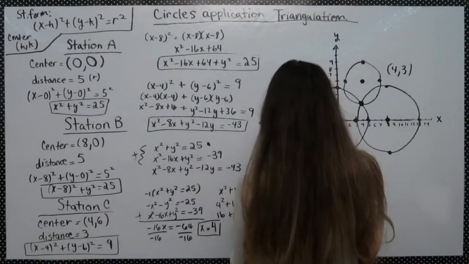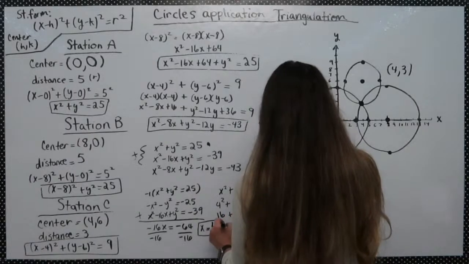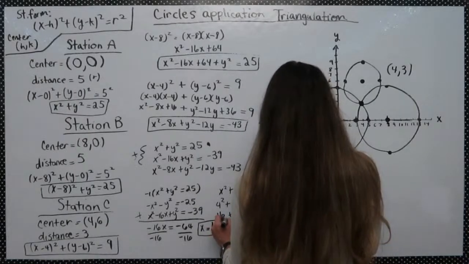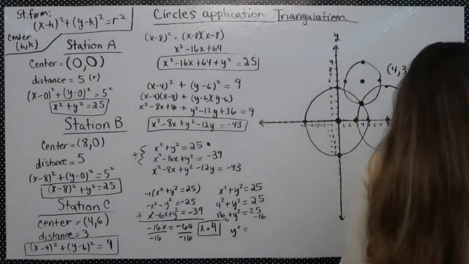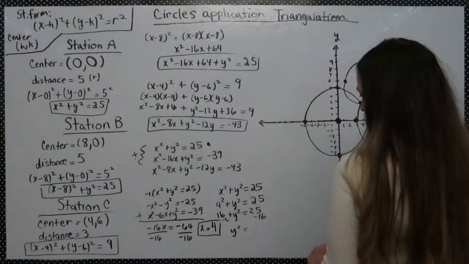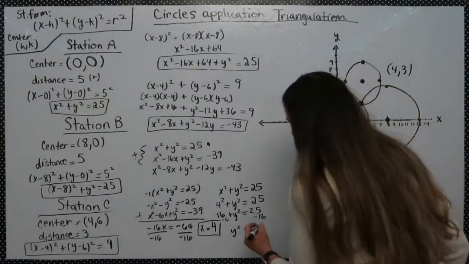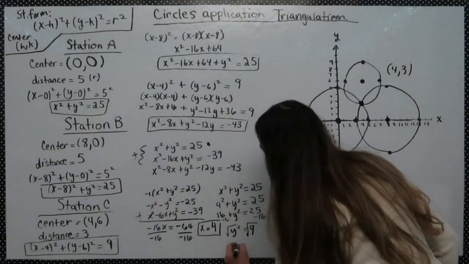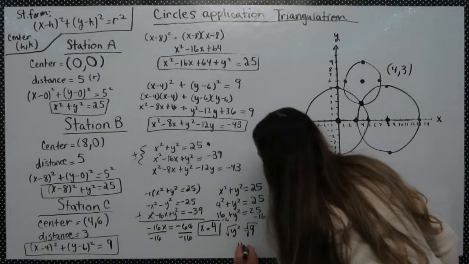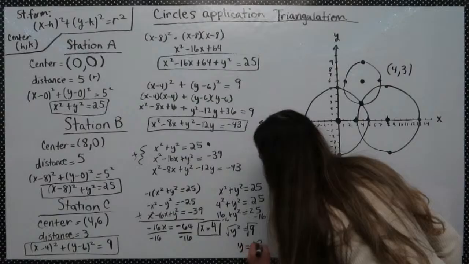And I've got 25. So I'm going to subtract 16 from both sides. I'm going to get y squared equals whatever 25 minus 16 is. I think it's 9. Okay, it is 9. All right, so we'll just take the square root of both sides. You get y equals approximately plus or minus 3.